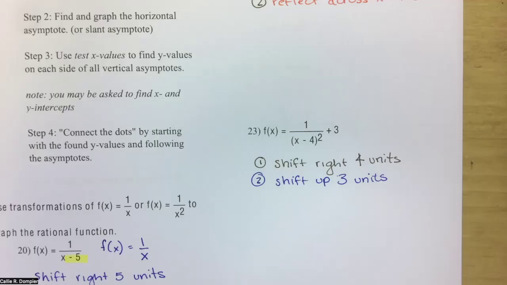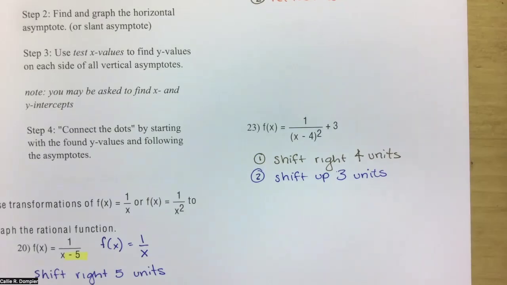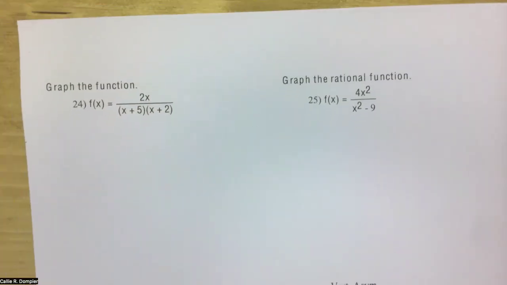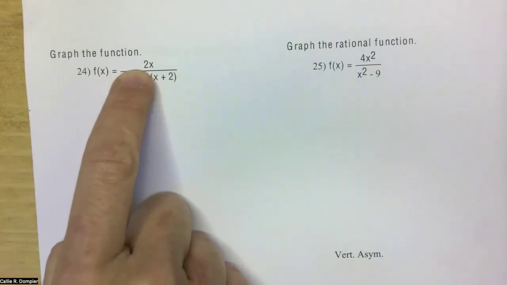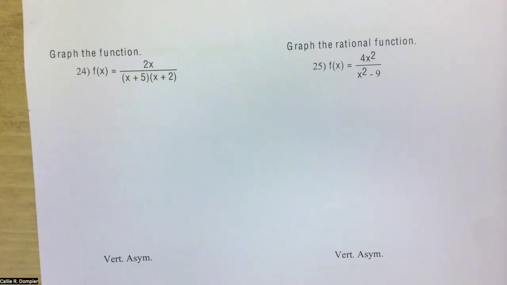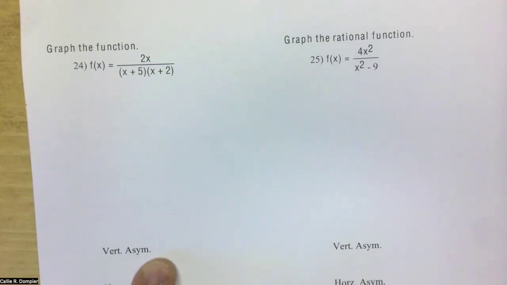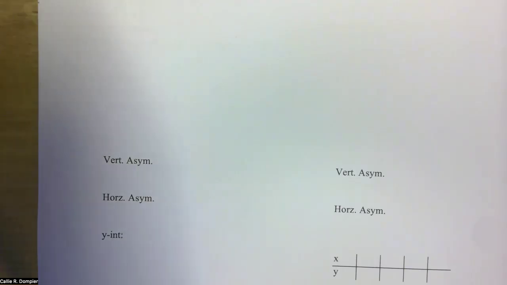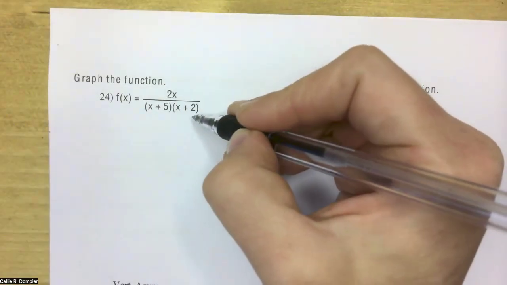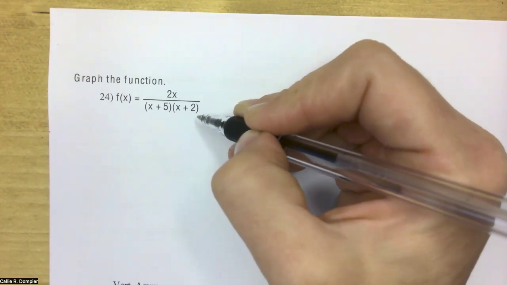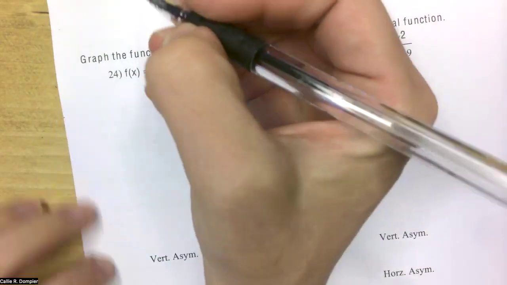So that would be how you use transformations of parent functions to graph a function. For the last two, we're just going to graph it based on what we've learned about asymptotes and the domain today. All right. So if they say graph the function f of x equals 2x divided by the quantity x plus 5 times x plus 2, what you want to do first is find a vertical asymptote. To find the vertical asymptote, make sure you've factored both the numerator and the denominator. Simplify it if you can, and then set the denominators to 0.